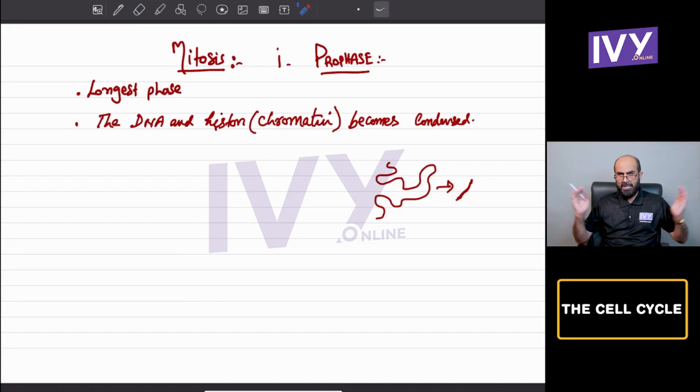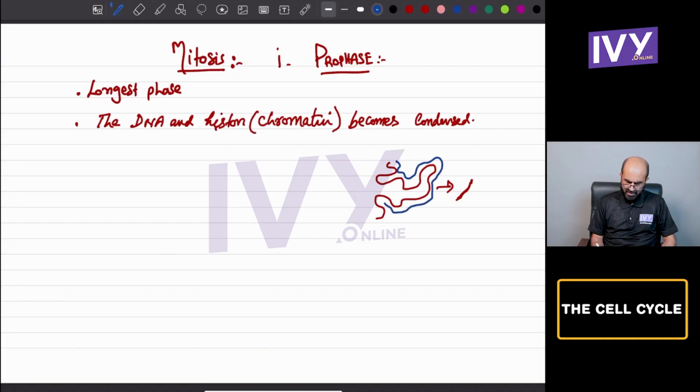Once you compress a longer strand to shorten it, its thickness increases. It becomes thick. Compressing means it becomes thickened, which means it becomes condensed. This is the condensed form. But as I told you, before mitosis the DNA has been doubled. So this is one of the chromatin, the original one, and the other one, which I'm making in blue, has been duplicated during interphase, and this also becomes condensed. See, these 2 have been condensed. Now there are 2 DNA molecules which are condensed.